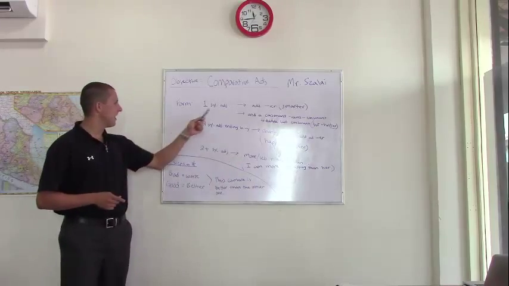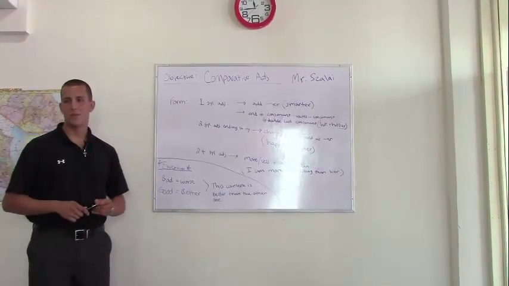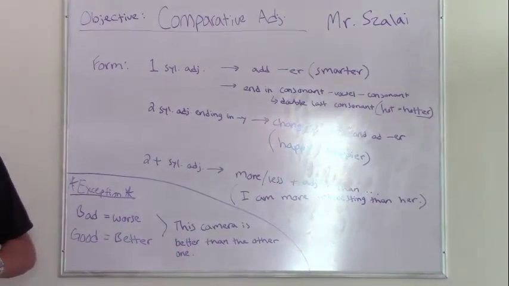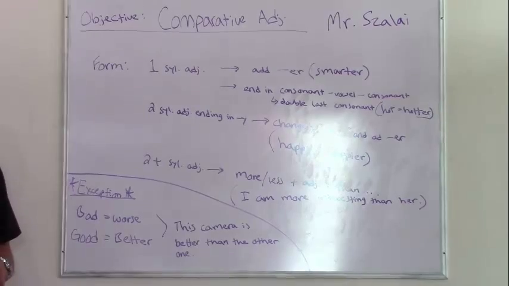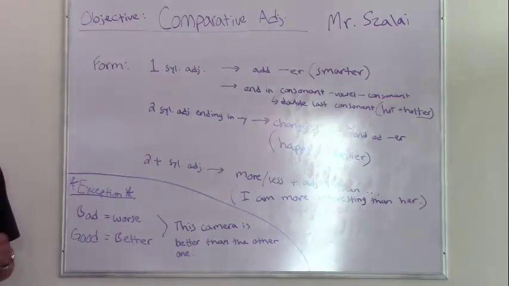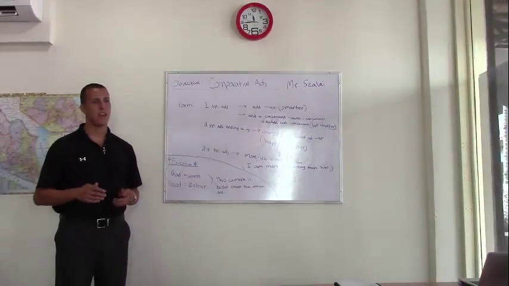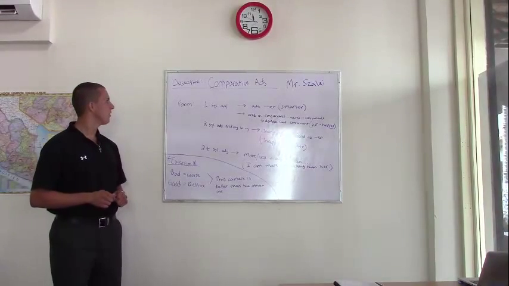Now, it may look like I have a lot written here, and it may look a little daunting at first, but let's just take it step by step, and you'll see it's honestly not that bad. So the form, there are a couple of different types of forms depending on the adjective you have. So we're going to go through this step by step.